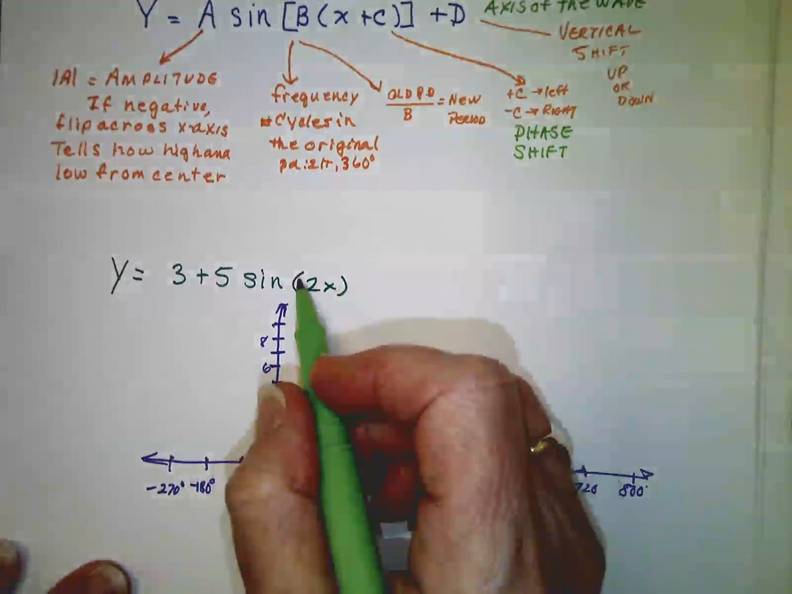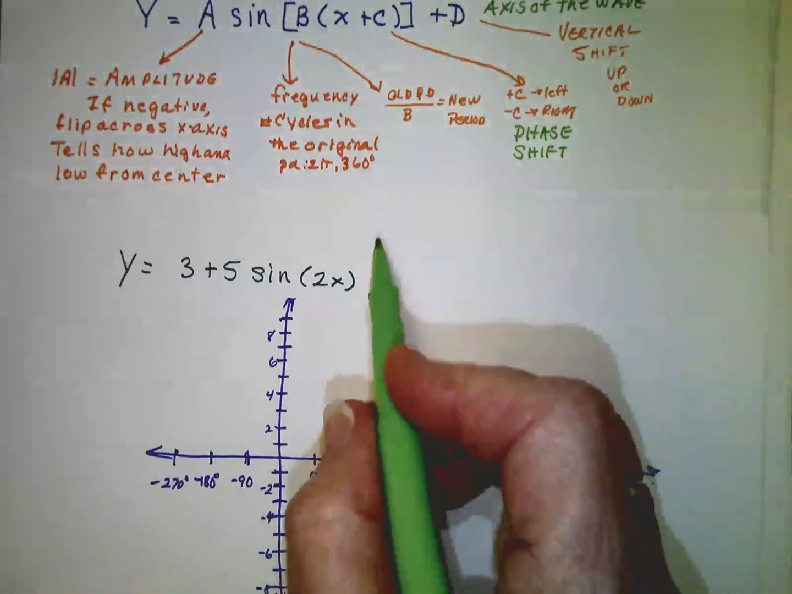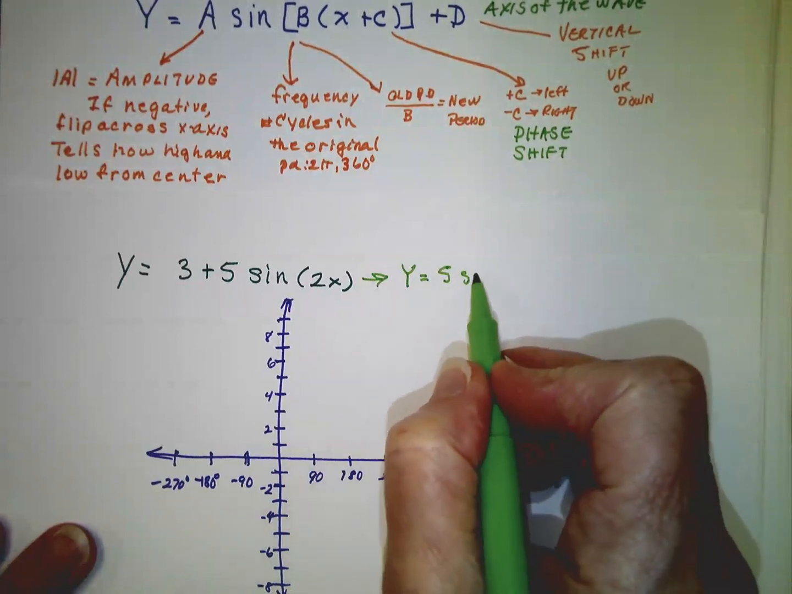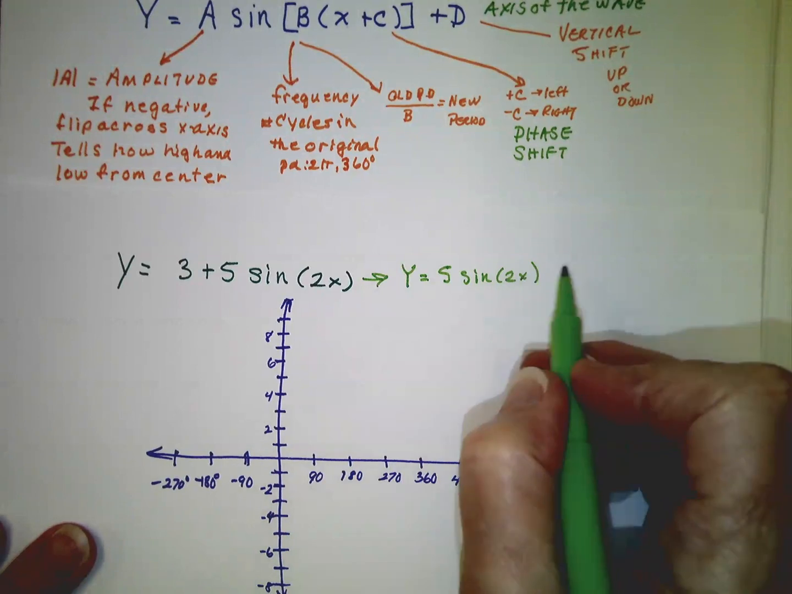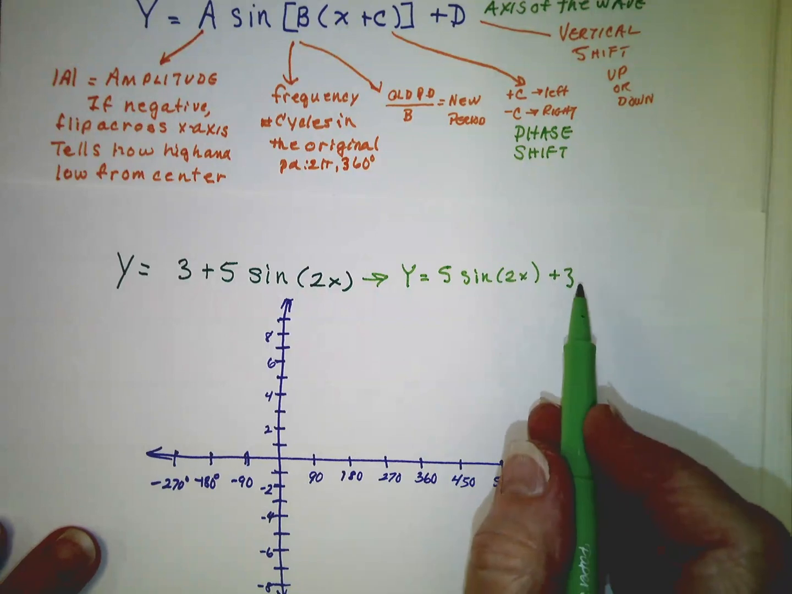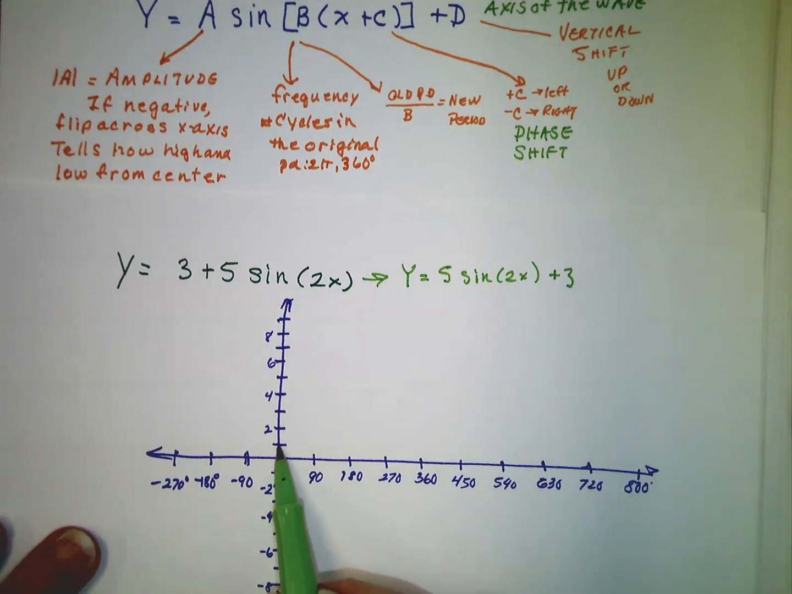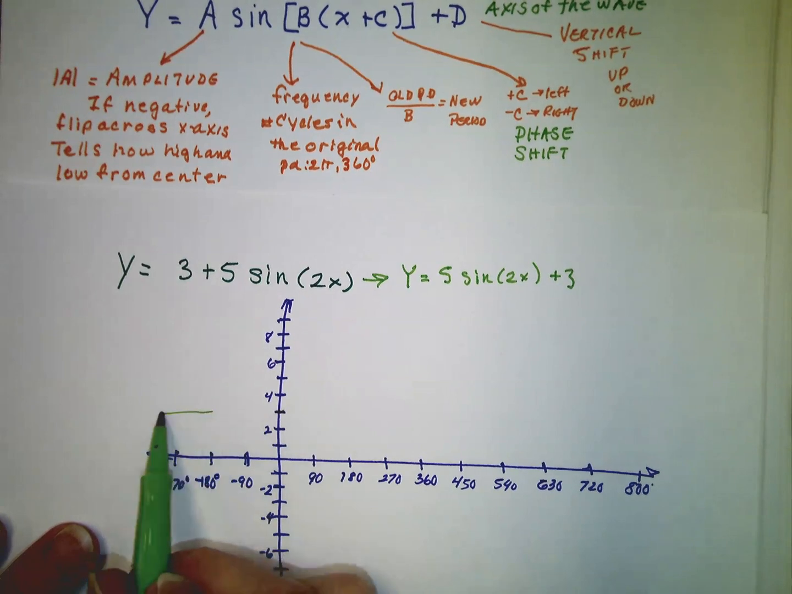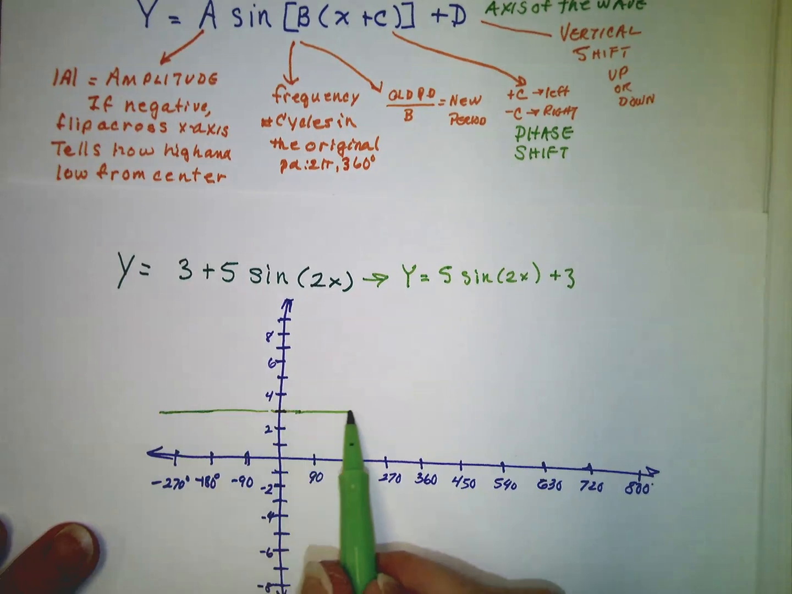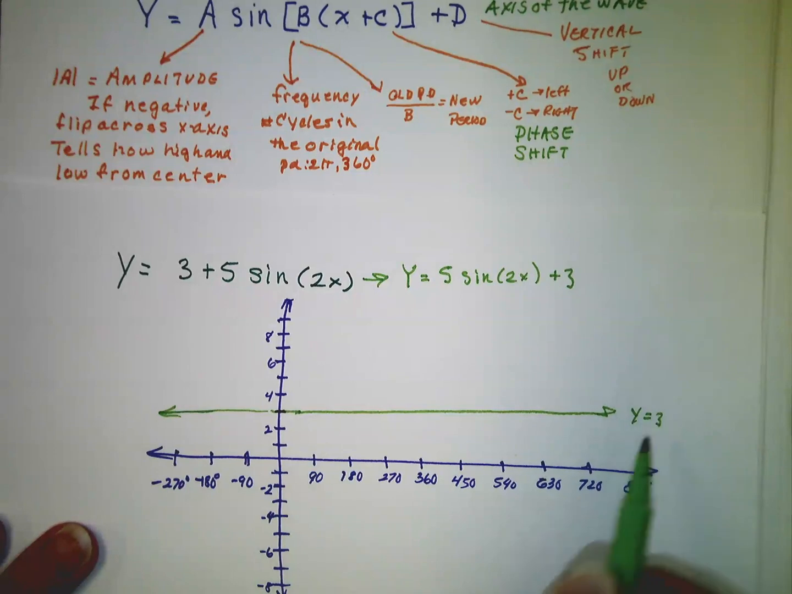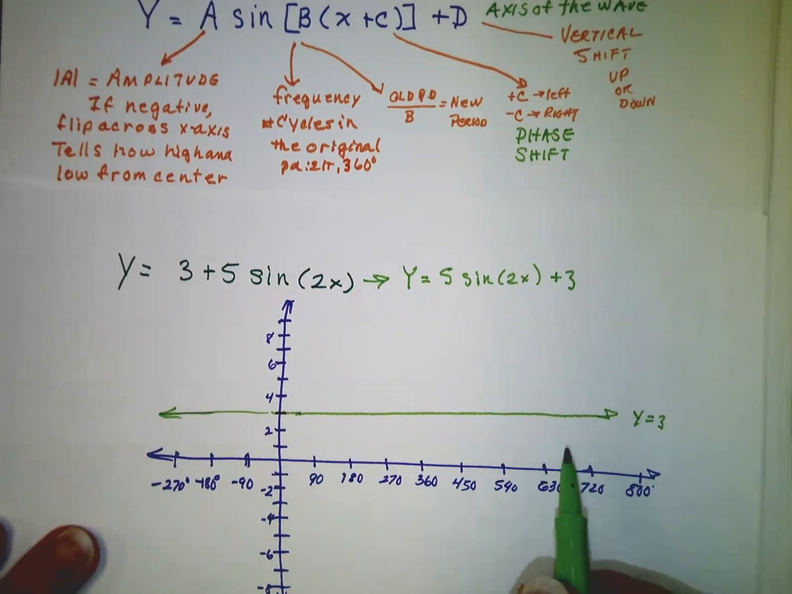So if that will look more like this formula up here, we can change this to y equals 5 times the sine of 2x plus 3. And the plus 3 on the end tells us that the whole graph, the whole sine function is going to be moved up 3 spaces. So I'm just going to draw a line here. I hope it'll be straight. I don't know. That is our new center of the wave.